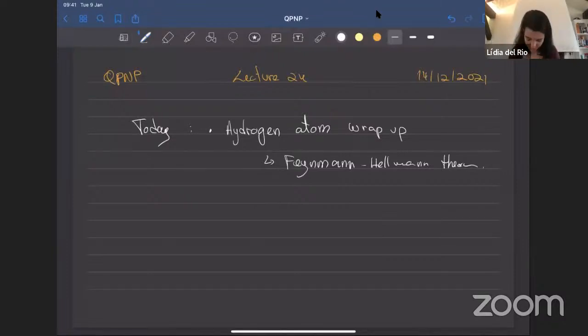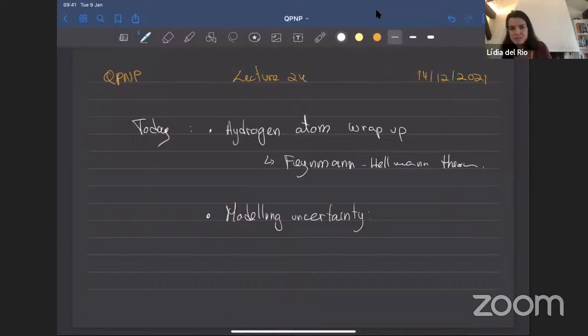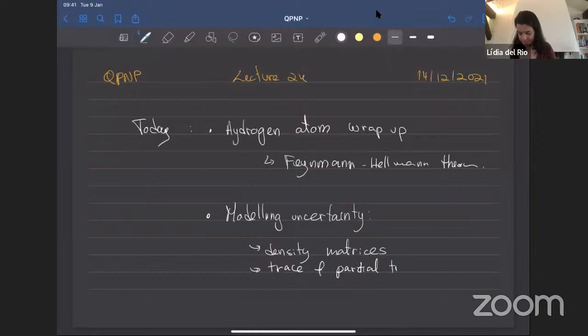And then the second half, we go to one of my favorite topics. It will be about modeling uncertainty in quantum mechanics. And if you're taking the QIT course, the quantum information theory course, then you'll see that there's some overlap, because we'll talk about density matrices. So how do we model uncertainty about the state and about local information? Trace and partial trace. Okay, good.